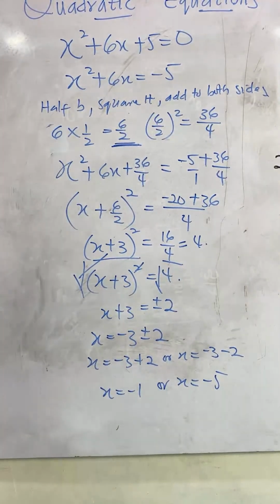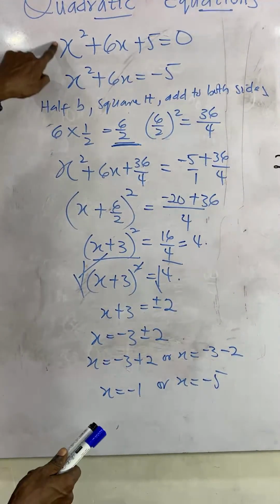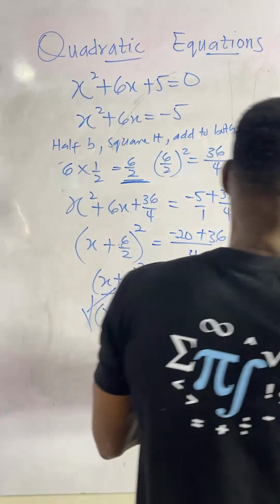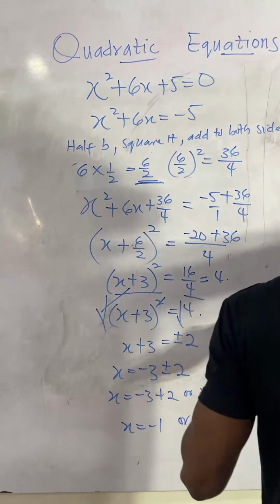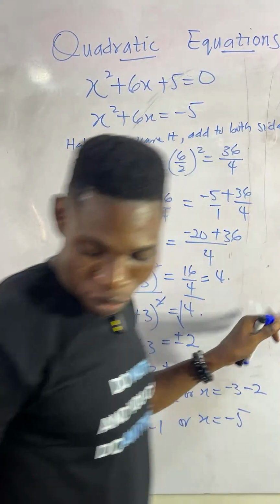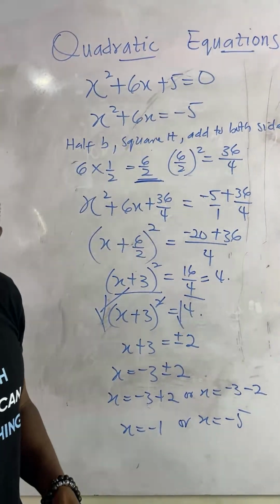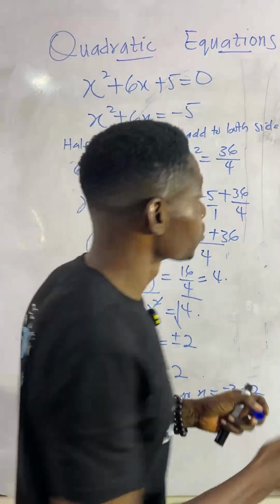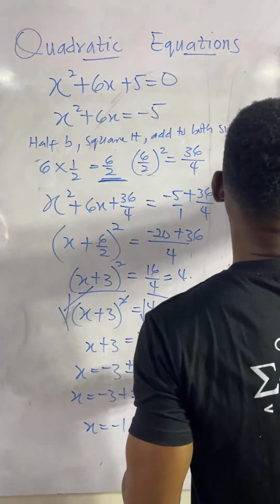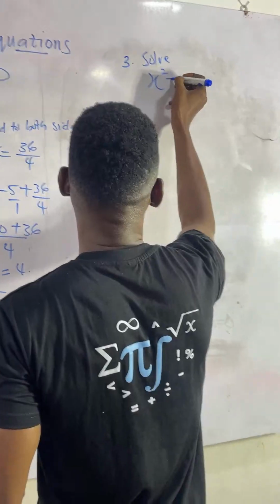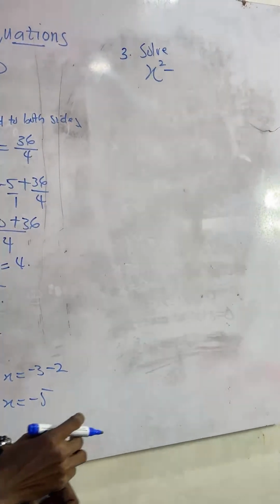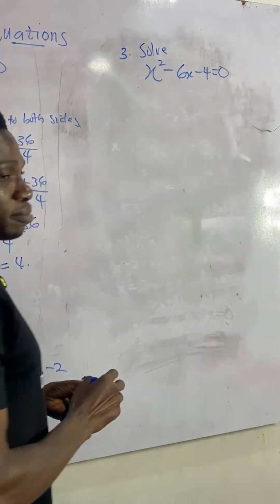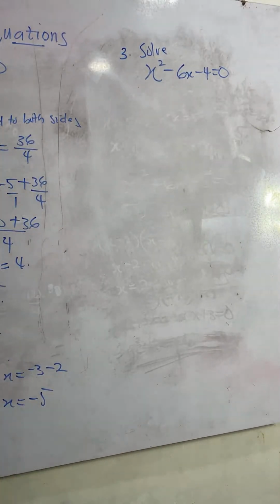So let's proceed with one last example where A is not 1, so that we'll get a clear picture of how this method works. So one last example for completing the square method before we move to formula. So example 3, solve x squared minus 6x minus 4 equal to 0. Okay, so let me see how confident you are.